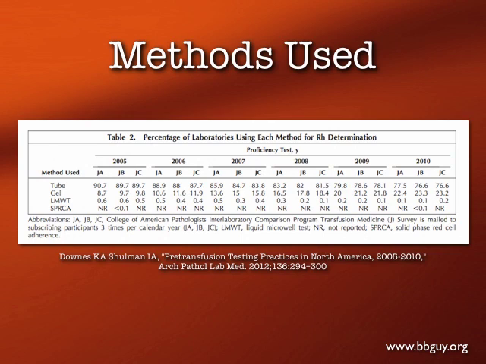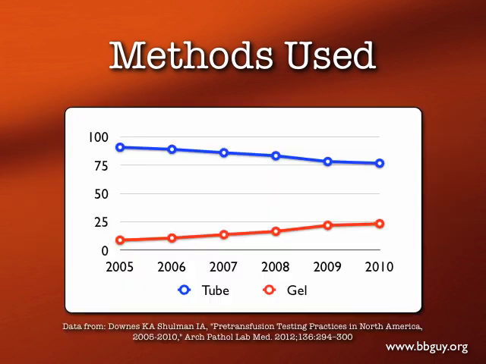This is from an article published earlier this year in 2012 that looked at the percentage of laboratories using each method for Rh determination. Notice on the left that the main ones are tube and gel, and the liquid micro-well test as well, and then solid phase at the bottom. Back in 2005, 90% of labs were using tube, 8.7% were using gel. If you look at 2010, you see that number has changed significantly, and more places are using gel. This just graphically shows, modified from that previous data, the increasing amount of gel testing that's being done.